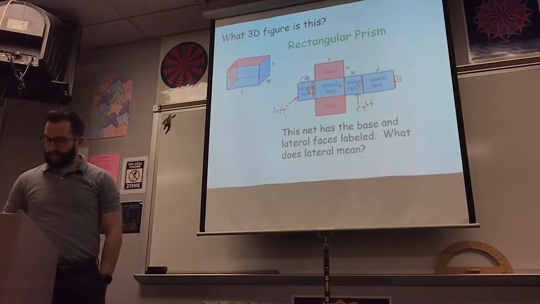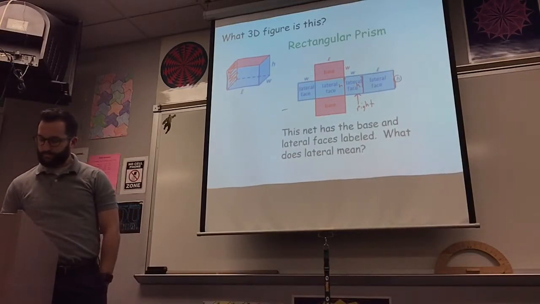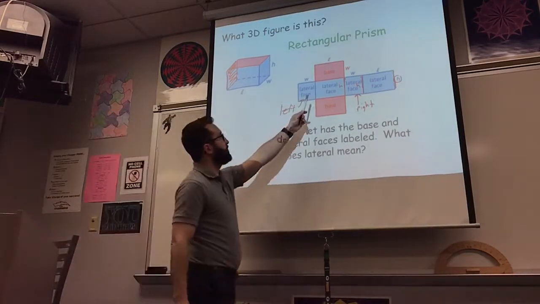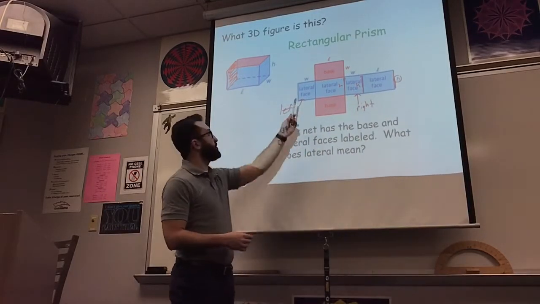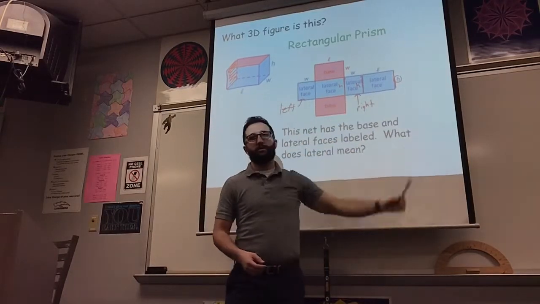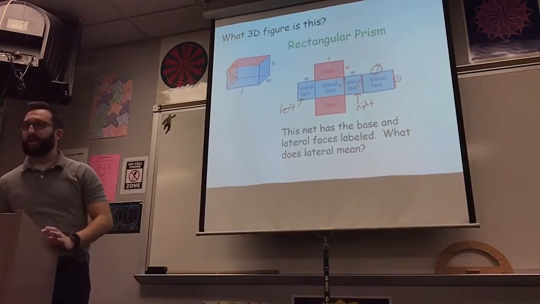Which means if those two are the left and the right, let's use some more logic. Then what would these two be? If these two little guys are the left and the right, because it's W times H, what would these two be? Well, let's look. What face has an L and an H in it?